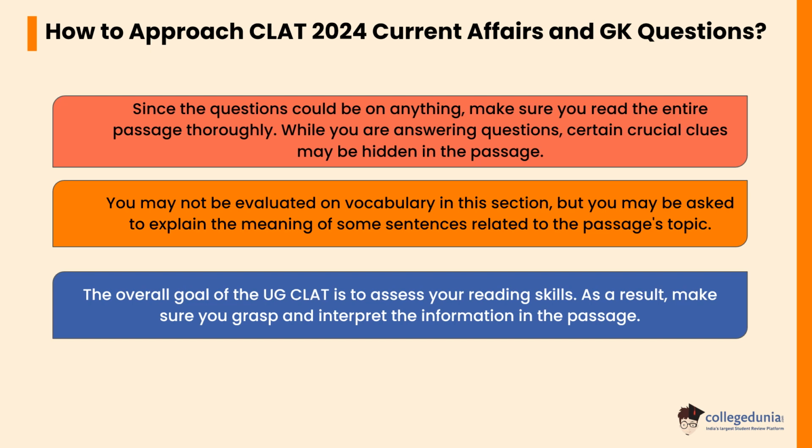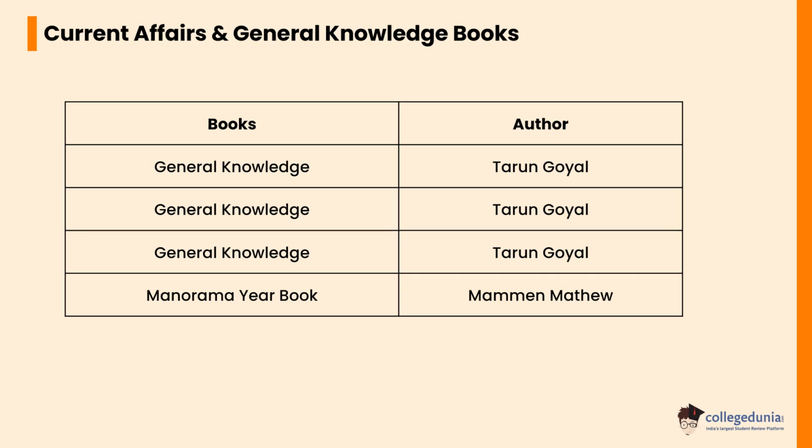The overall goal of the UG class is to assist your reading skills. As a result, make sure you grasp and interpret the information in the passage. Let's check the CLAT preparation books of current affairs and journal knowledge. Journal knowledge by Tarun Goel, Manorama Yearbook by Mammen Mathew.